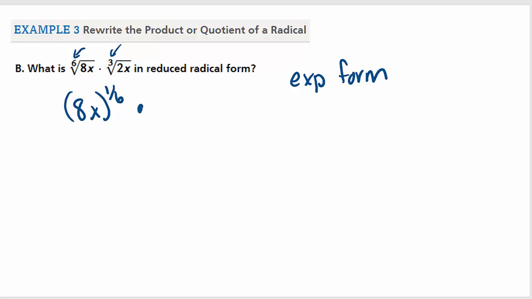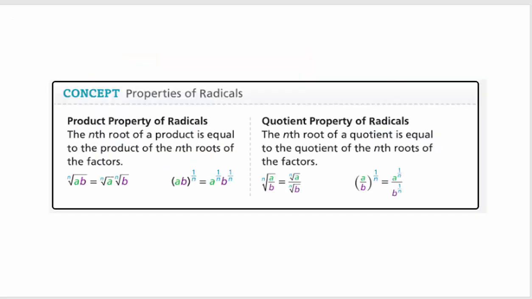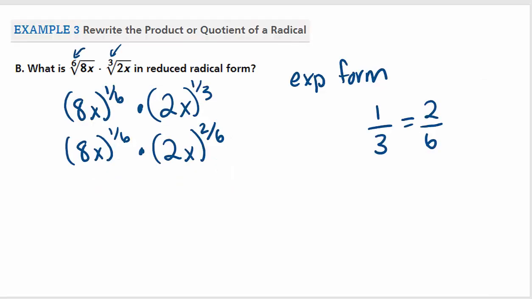Then we have that multiplication sign, and we have 2x to the 1/3. We need a denominator that's the same. So we're going to change 1/3 to be 2/6 because those two are equivalent. So I'm going to rewrite this. Now we're one step closer, but unfortunately, if we go back to our rules, they say that we have to have the exact same exponent on the outside, and we don't. We have 1/6 and we have 2/6.